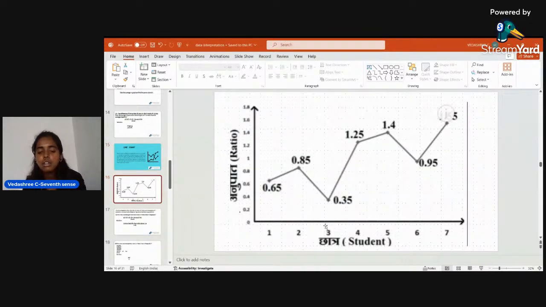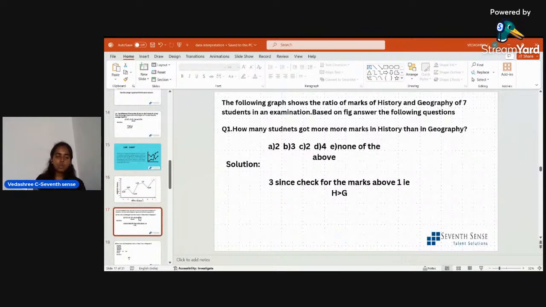Here consider a first example. One line chart is given, about students and ratio. How many students and what is the ratio is given. Now we'll move on to the first question based on that line chart. What is the first question? How many students got more marks in history than in geography?